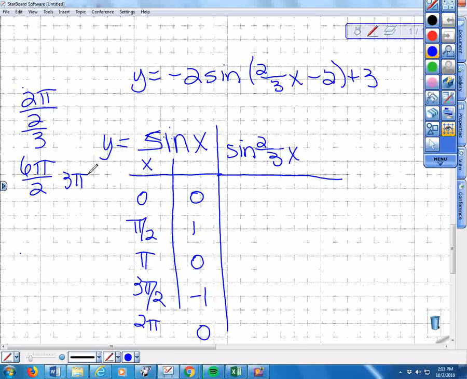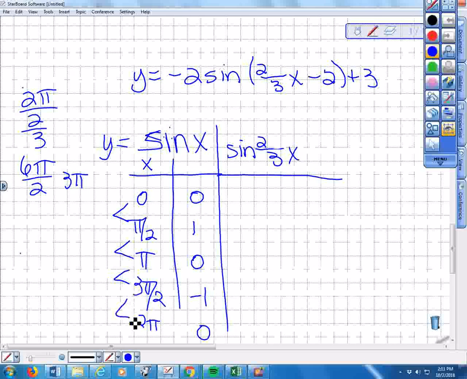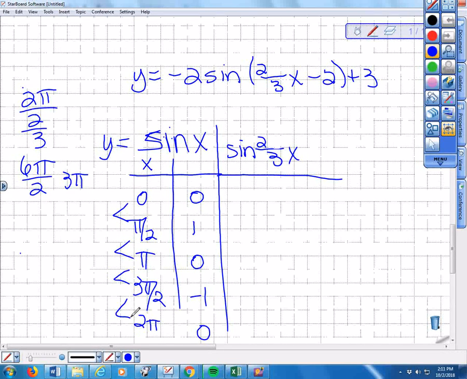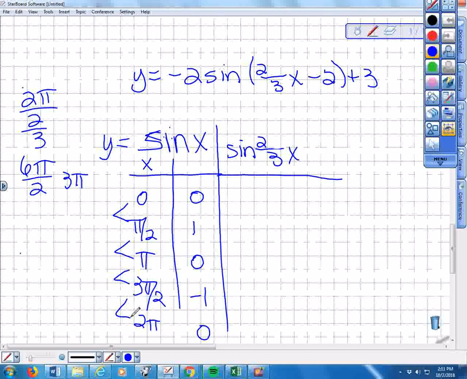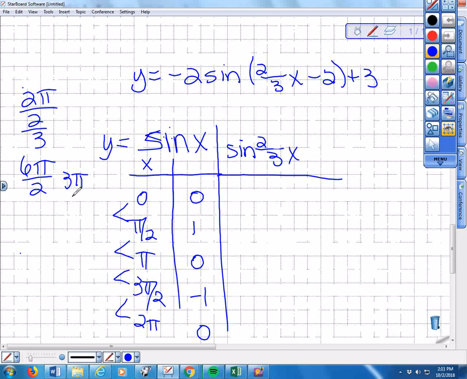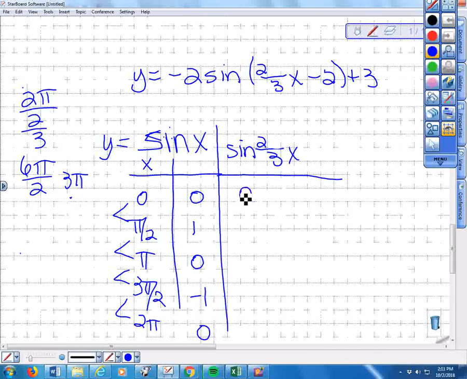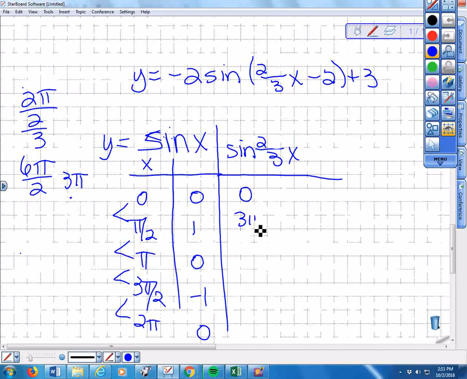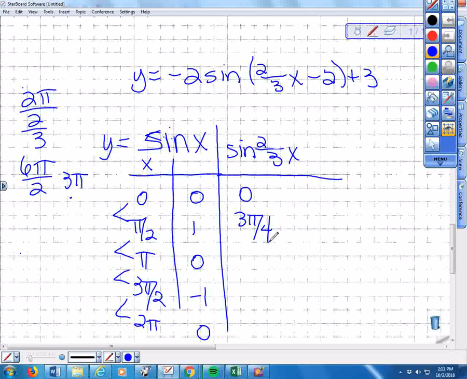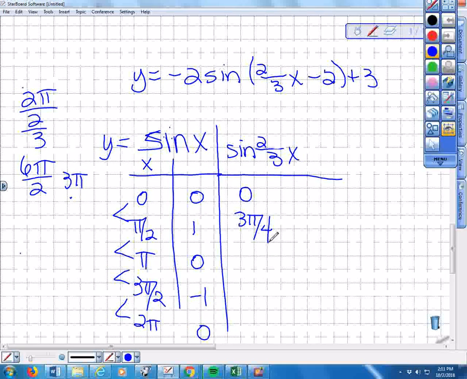So I have an interval here, here, here, here. So there's 4 different intervals to get from 0 to pi over 2, pi over 2 to pi, pi to 3 pi over 2, 3 pi over 2 to 2 pi. So I'm going to divide this by 4. My first one is still going to be 0. My second one's going to be 3 pi over 4. Okay, because I basically want to go from 0 to 3 pi in 4 intervals.